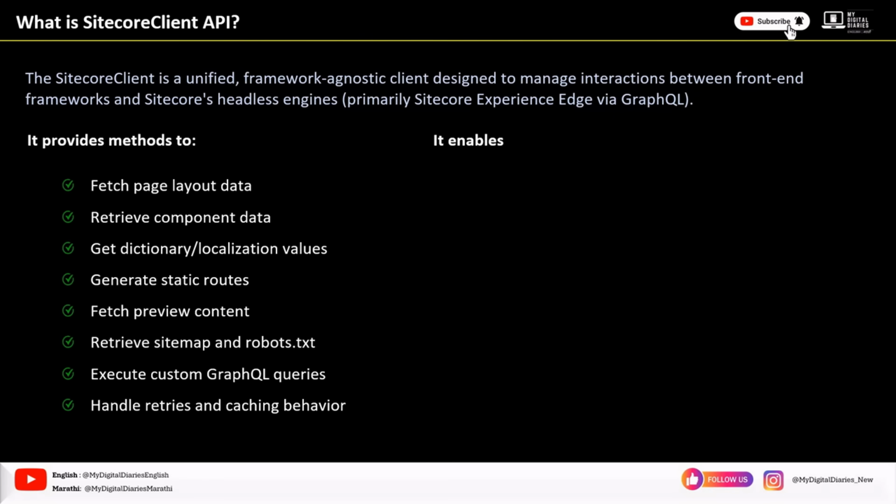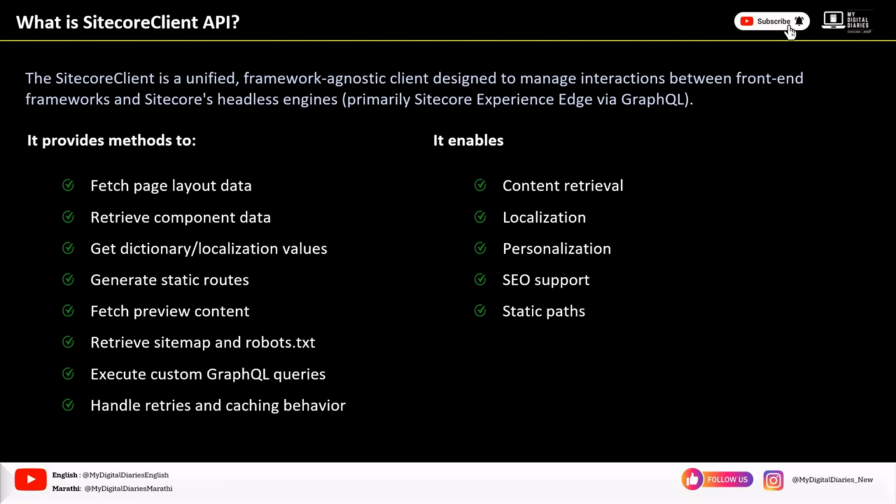So what does all this actually unlock for your app? Content retrieval, getting pages and components rendered correctly. Localization, showing the right language to the right visitor. Personalization, delivering the right content variant based on visitor behavior. SEO support through the sitemap and robots.txt. Static paths for fast pre-built pages. And extensibility, because Sitecore client lets you plug in your own custom service, like a custom layout service, without breaking anything else. That last point is huge for real projects.